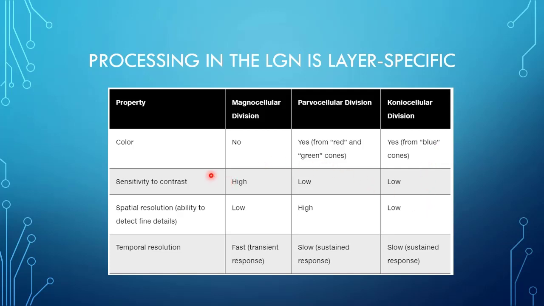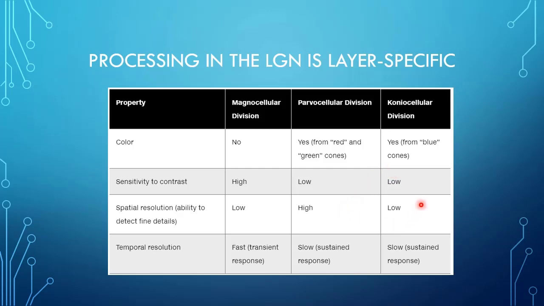When it comes to sensitivity to contrast, on the other hand, the magnocellular division is getting a lot more information about contrast. This is more so coming from the rods and information about the center-on for the light and center-off cells. And the parvocellular and coniocellular divisions respond poorly to that.